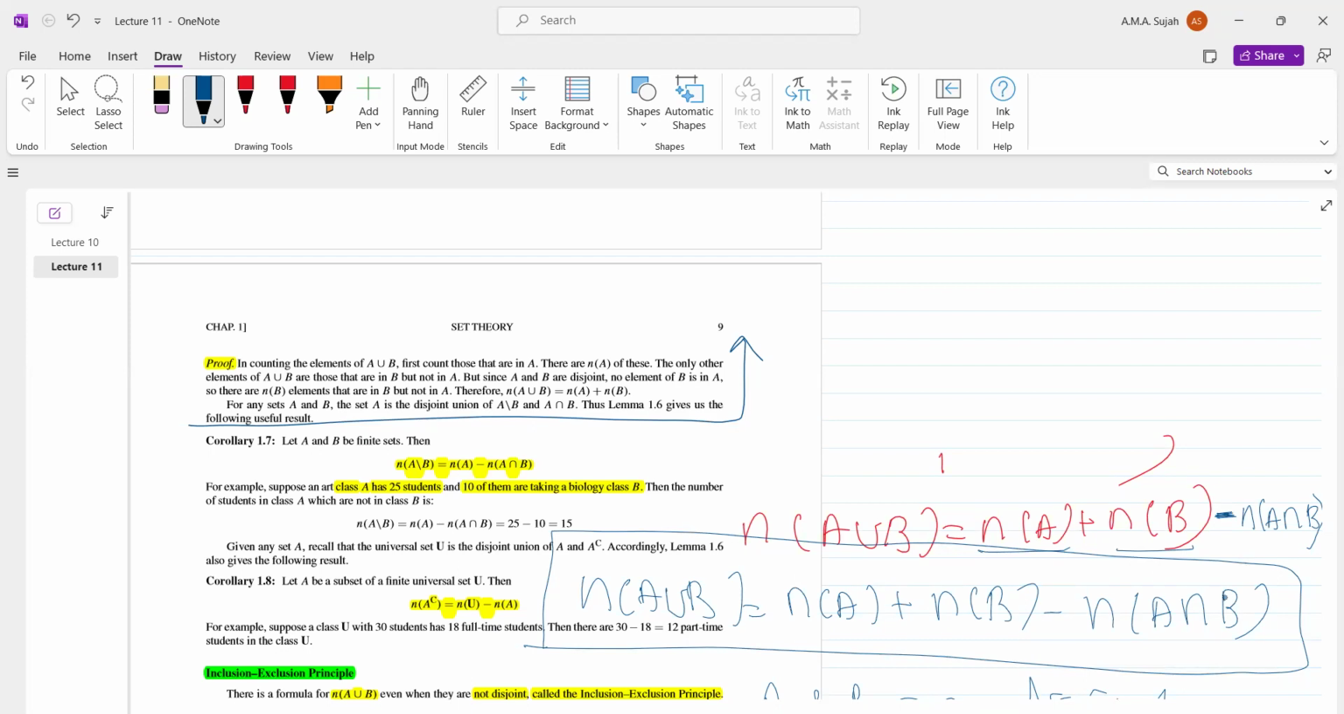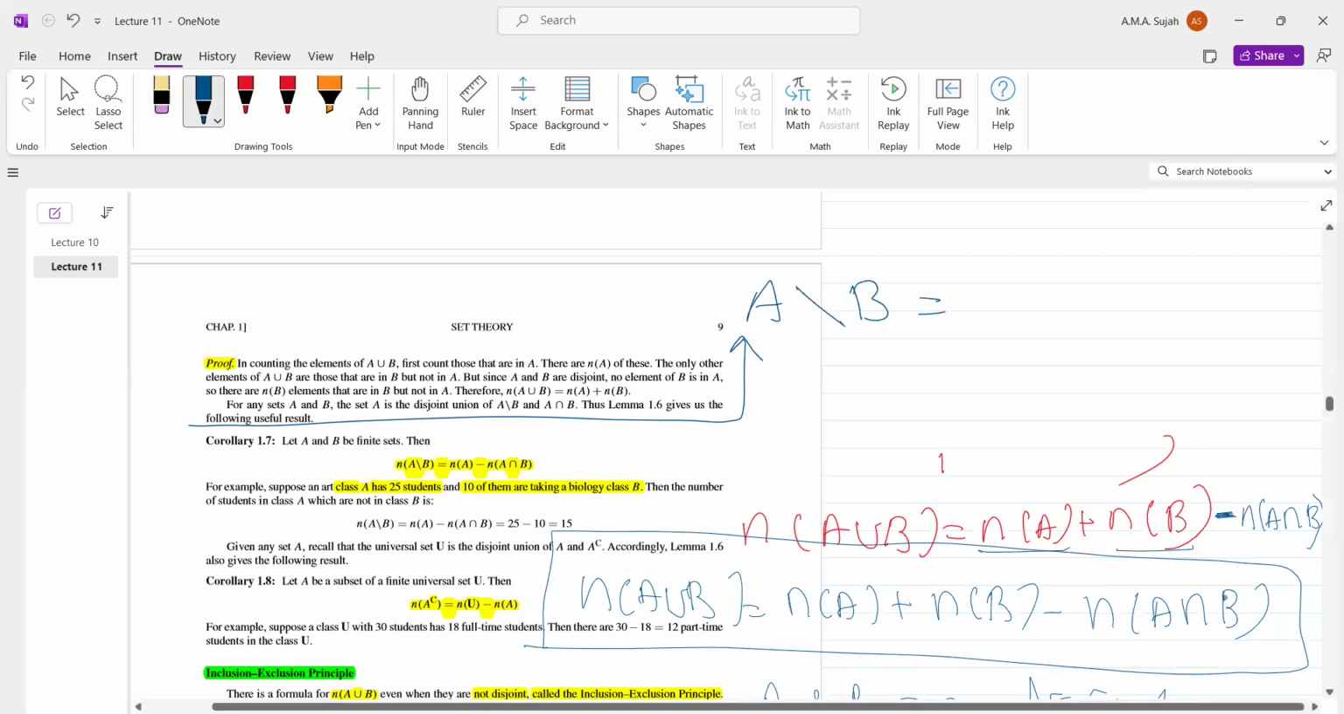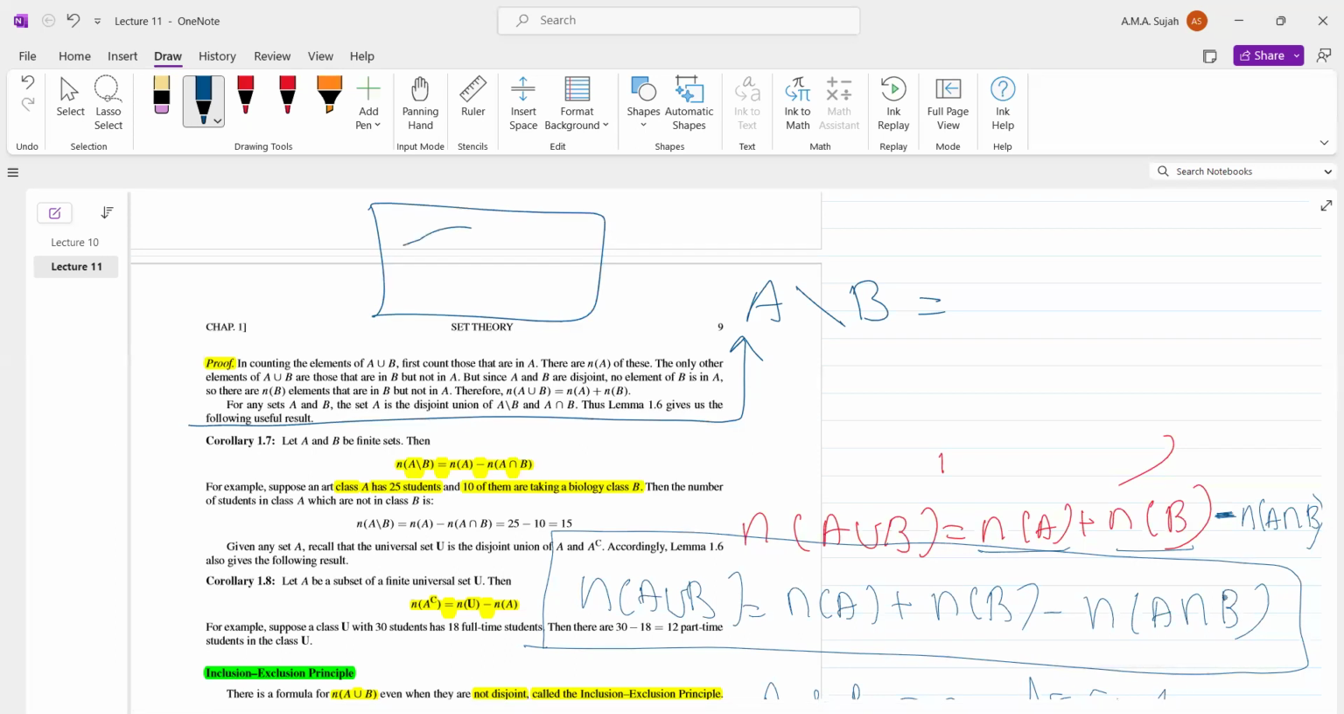Okay. We already discussed A difference B, right? Now, I think you know what A difference B is, right? Tell me, A difference B is easily found by plotting a Venn diagram of A and B, right? A difference B means what? A difference B means from A, you need to subtract this common area, right? That is what we call A difference B.